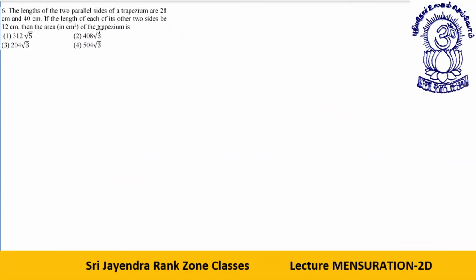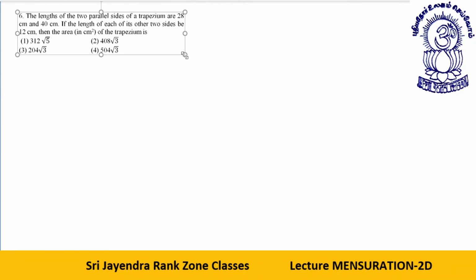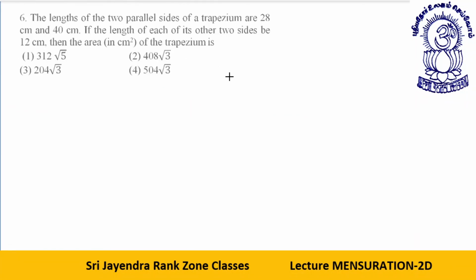This is the next question. The length of two parallel sides of a trapezium are 28 centimeter and 40 centimeter. Let's say A is 28, B is 40 centimeter. If the length of each of its other two sides is 12 centimeter, then the area of the trapezium is. This is a good question, dear students. See, let me take a trapezium to explain it to you.